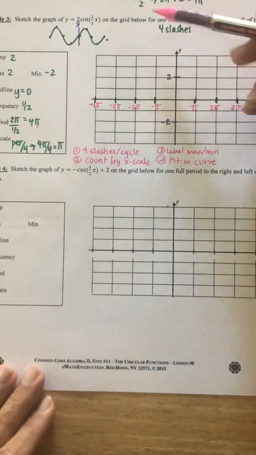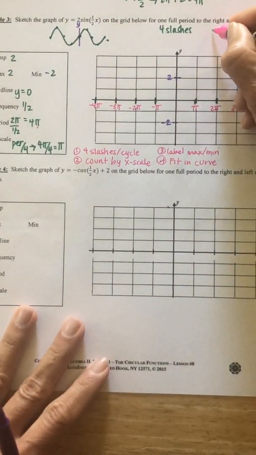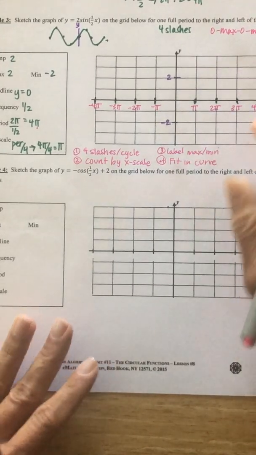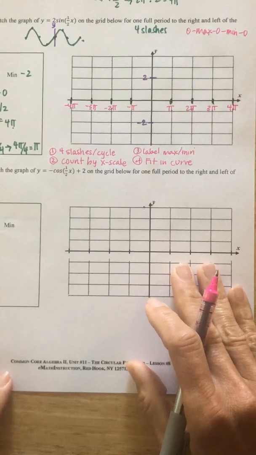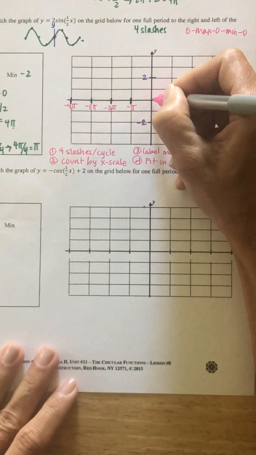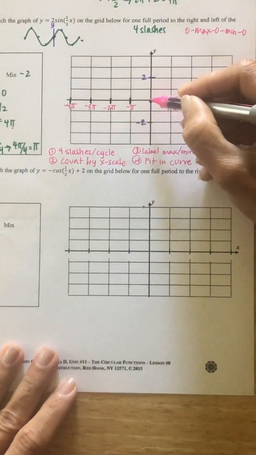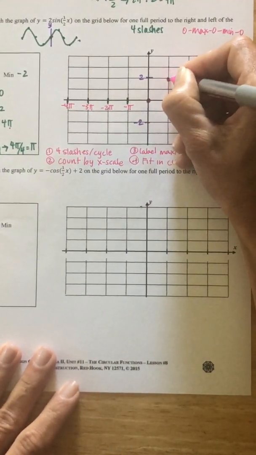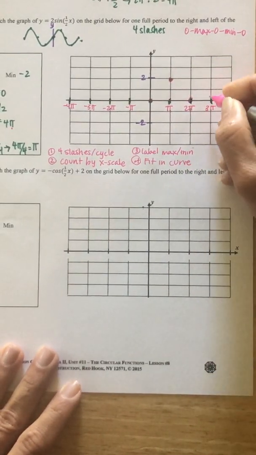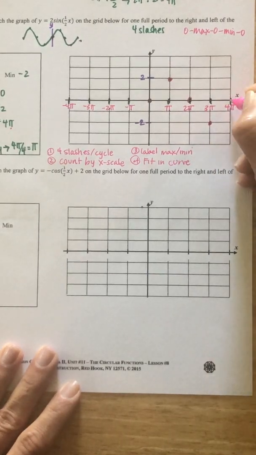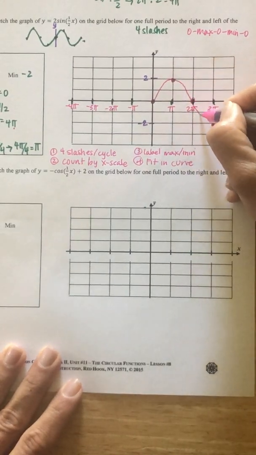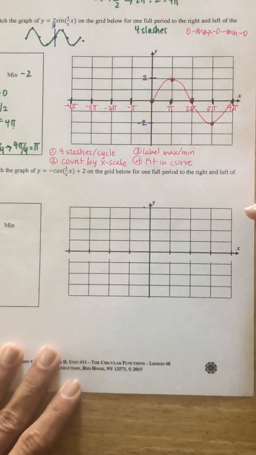Remember, sine curves with the positive: 0, max, 0, min, 0. That's your pattern. All right, so sine curve, we're going to graph the one to the right. We start at 0. We go up to our max, which is 2 at the first slash. The next increment, the next slash, we go back down to 0. We go to our min. And then we go back up to 0. One cycle to the right.